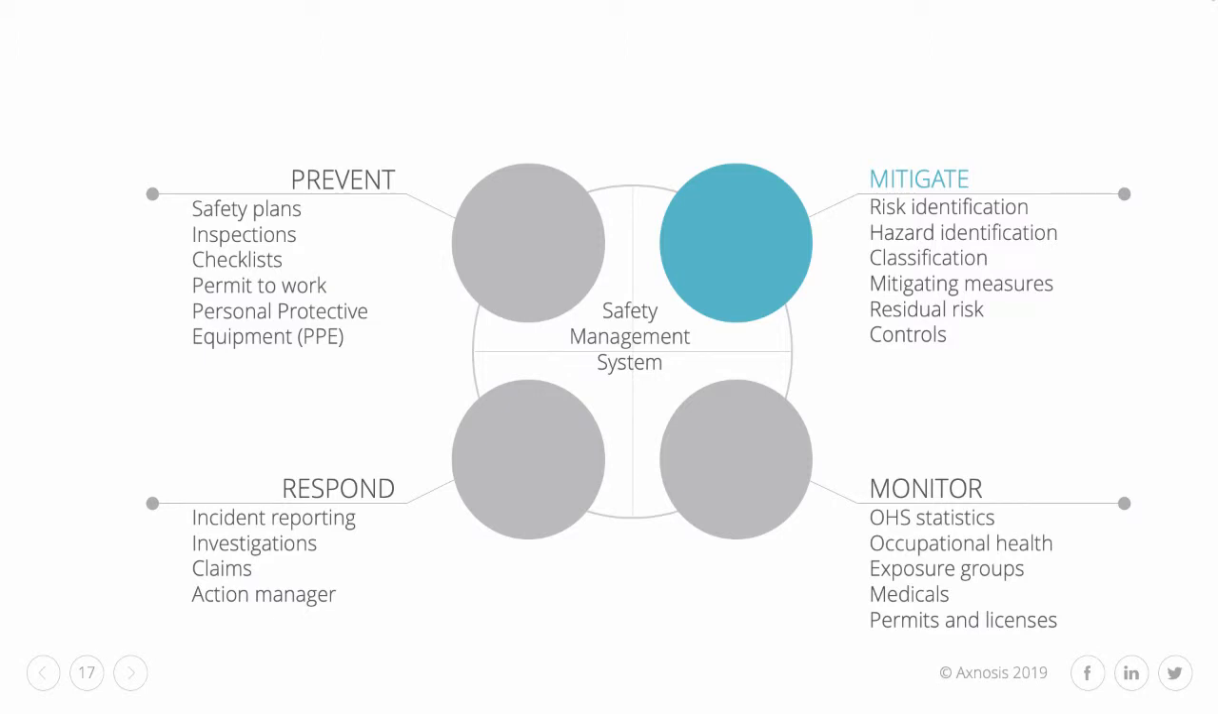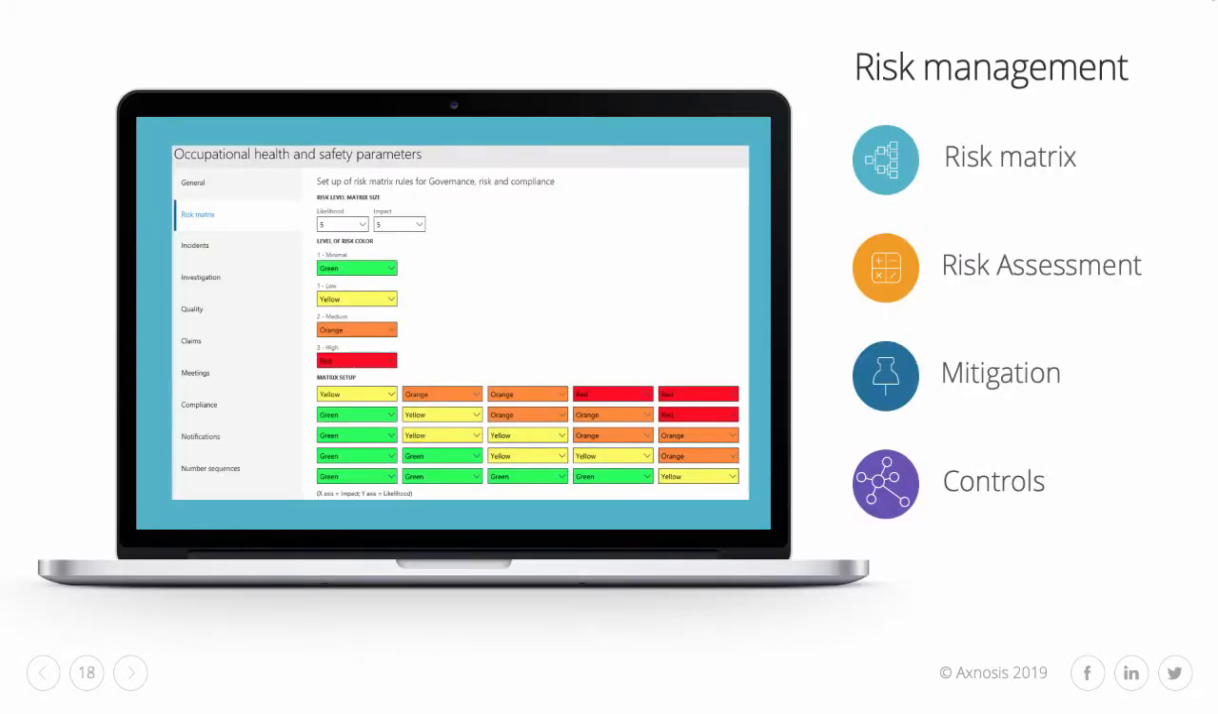Let's take a look now at the mitigation area. Here we have risk identification, hazard identification, classification of hazards, etc., the mitigating measures and controls that you need to put in place, and so forth. So the risk management function allows you to set up risk matrices that can relate the likelihood and impact of an event taking place and rate it in accordance with your own risk categorization process.